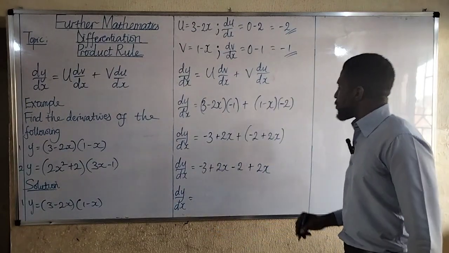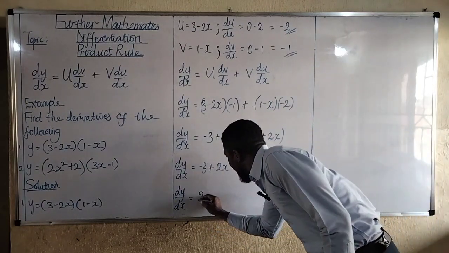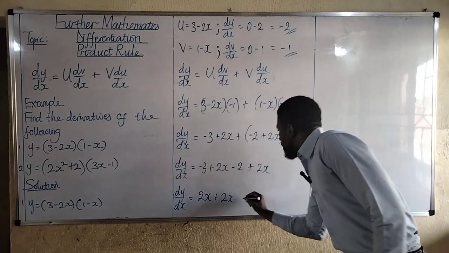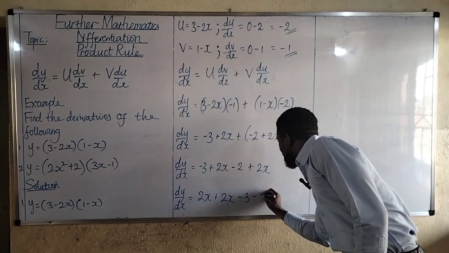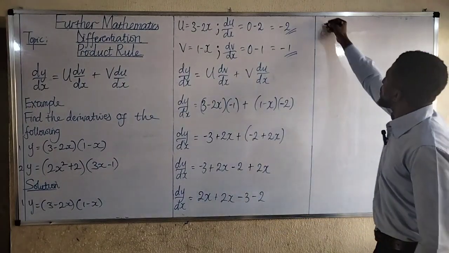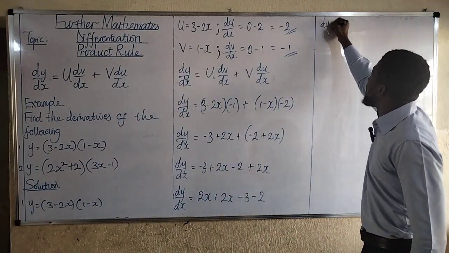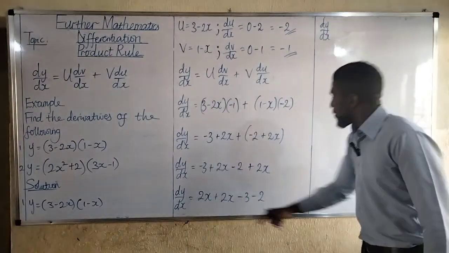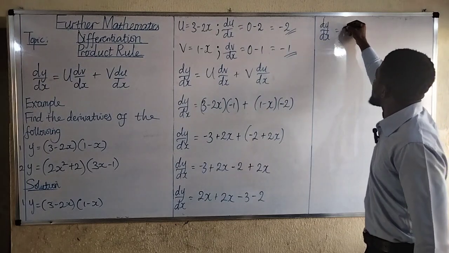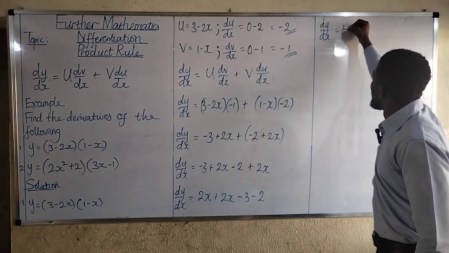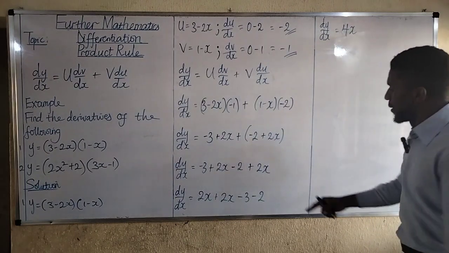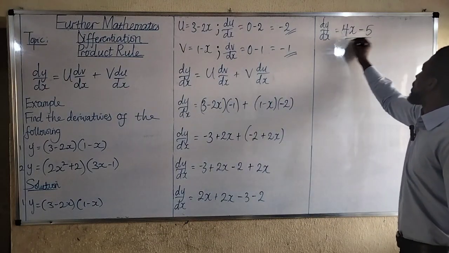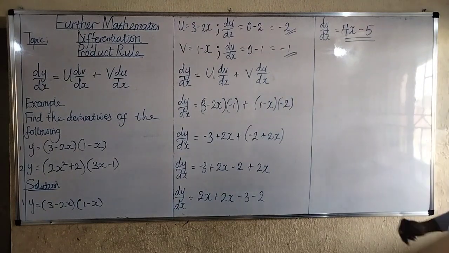Dy over dx. Let the one that has x come first. We have positive 2x plus positive 2x, negative 3, and negative 2. So the value for our dy over dx will be positive 2x plus positive 2x will give us positive 4x. Negative 3, negative 2 will give us negative 5. This becomes our answer for question 1.